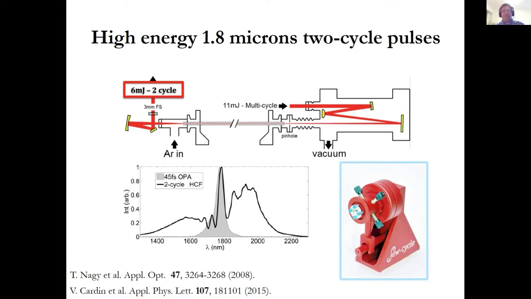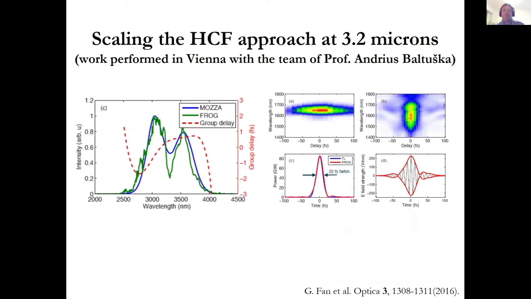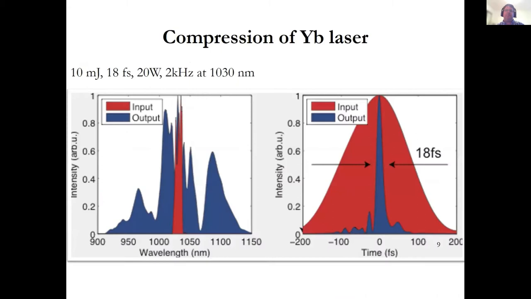In collaboration with the group of Professor Andrius Baltuška, we have shown that this technique can be extended to the mid-infrared. Here is a report where we have compressed 3.2 micron pulses out of an OPCPA, from about 80 femtosecond to 20 femtosecond. I just want to briefly mention also other results that we have obtained with the group of Andreas in Vienna. In fact, I have two students who spent a lot of time in Austria within the last 3-4 years. We have compressed a kilohertz ytterbium system from about 200 femtosecond to 18 femtosecond.